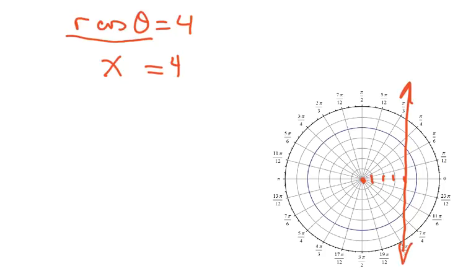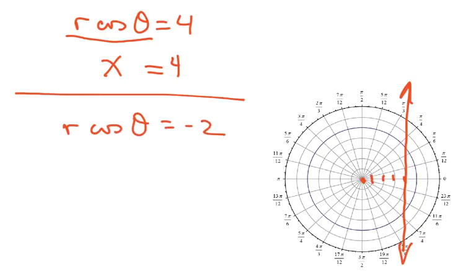Okay, the next one is kind of similar. Let's do it on the same graph. We have r cosine of theta equals -2. Let me put this in green. So that would be x equals -2.